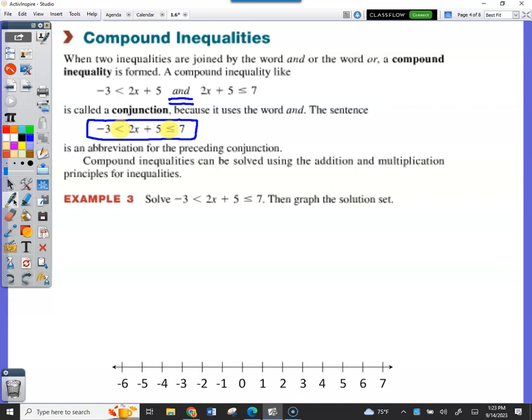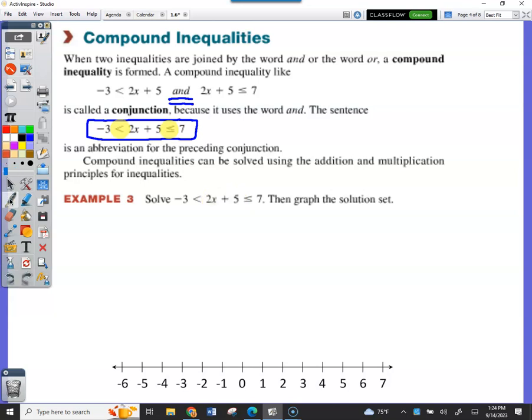Now, we don't want to actually run with that and try to graph it. We want to solve it so it's just x is in between 2 numbers, not 2x plus 5. So we're going to solve it right here. We have -3 less than 2x plus 5 less than or equal to 7. When you're reading compound inequalities, read from the middle, read from the x expression. So this is saying 2x plus 5 has to stay greater than -3 and at the same time less than or equal to 7.